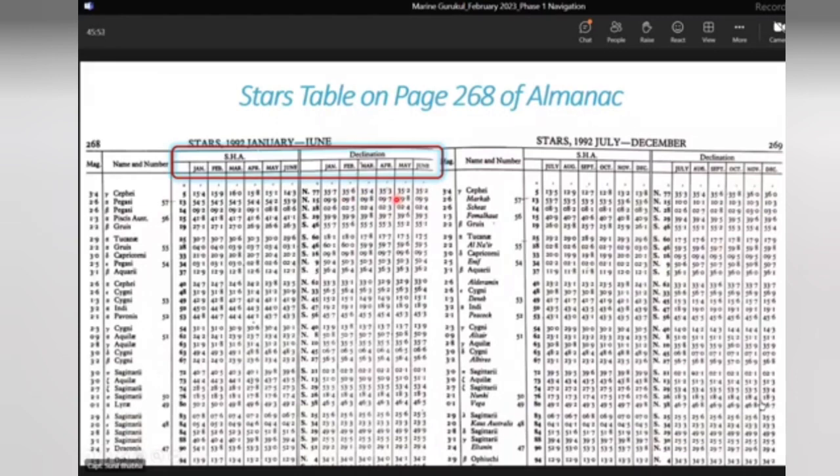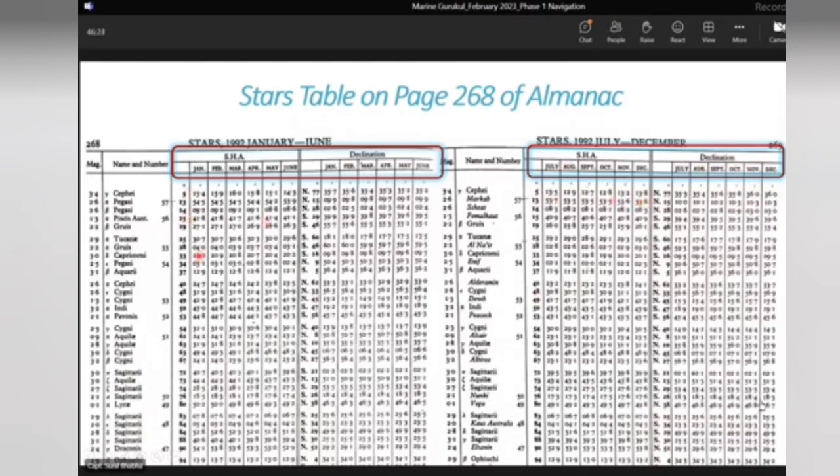Now on the right side of the page, we have the SHA and declination of the stars given from July to December. So the right side page gives us the required information for the last 6 months of the year, July to December. You have the SHA and then followed by the declination. Again, the same format is used. Degrees are given in the beginning and number of minutes are shown under each and every month.